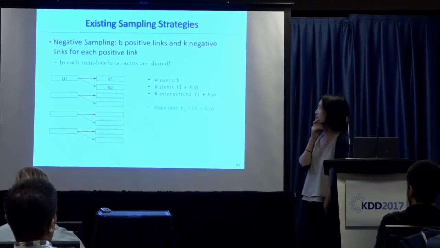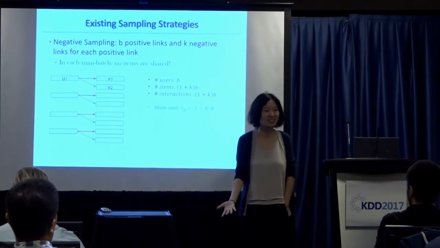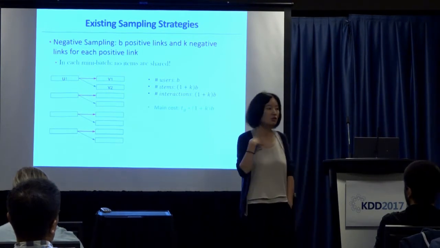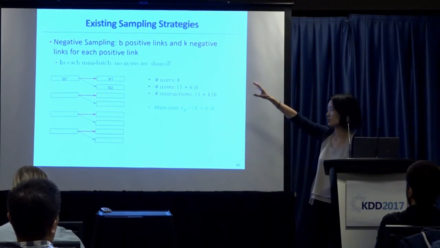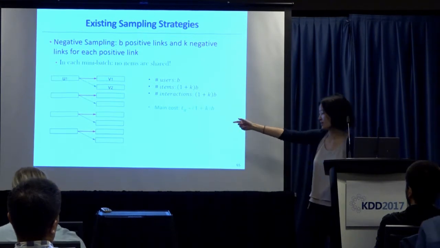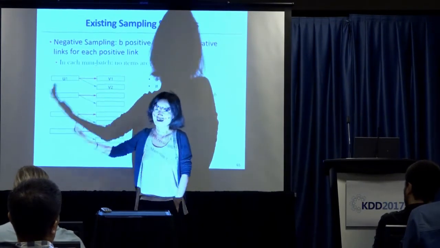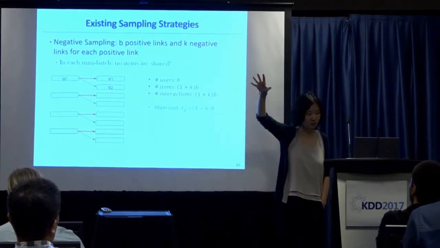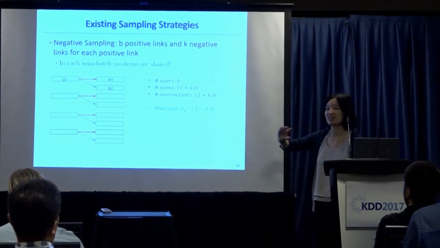So what are the existing sampling strategies? Let's start from negative sampling, which is so popular nowadays. The so-called negative sampling is that, suppose for this mini batch we want to keep B positive links, then essentially we just sample B positive links, denoted as red ones. And then for each positive link here, we can identify a user, and then we sample K other negative items for this user. Because it's completely random, if we sample those links, they share nothing.